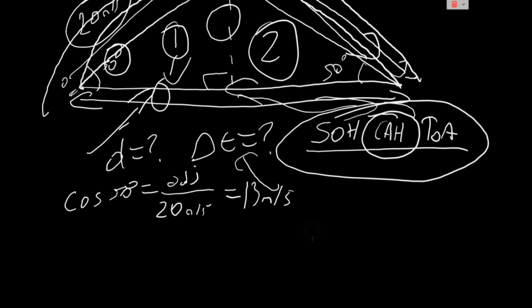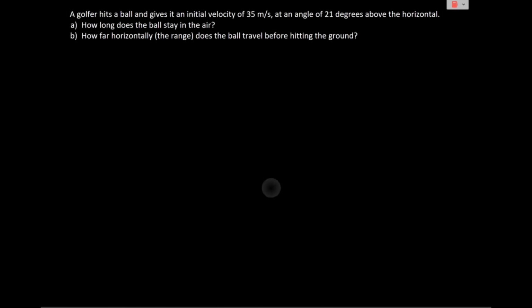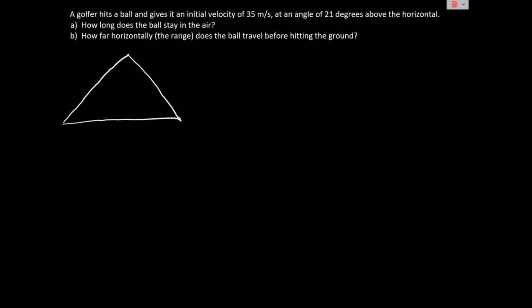Now that we are educated on the rules, let's try some practice problems. A golfer hits a ball and gives it an initial velocity of 35 meters per second at an angle of 21 degrees above the horizontal. Question A asks, how long does the ball stay in the air? So first, it's always nice to draw out a little diagram for the question. So it looks like it's kicked up into the air, comes back down, goes up 21 degrees at a speed of 35 meters per second.